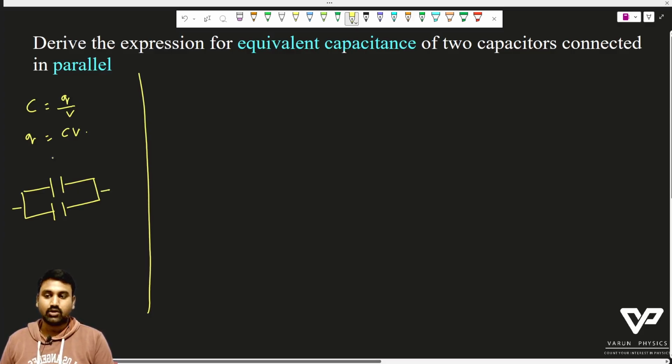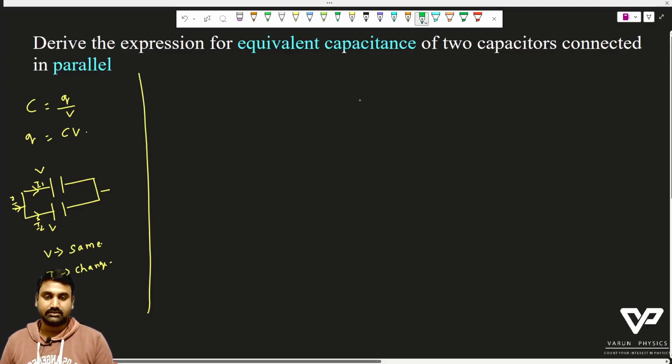Next, when any two electronic passive components are connected in parallel combination, the potential across this one and the potential across that one are the same. But if I is the current entering, it will divide into I1 and I2. That means V remains the same when there is a parallel combination. V remains same. I changes.